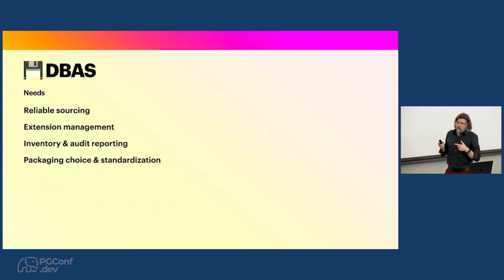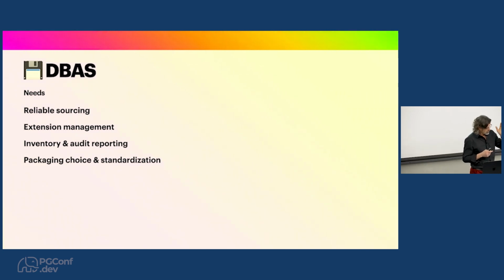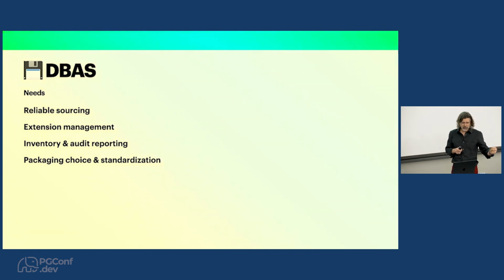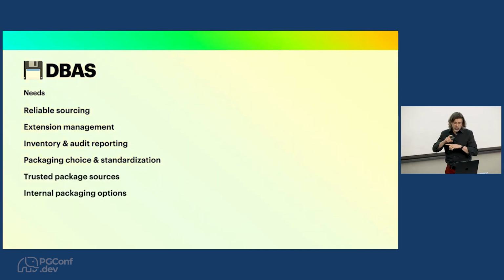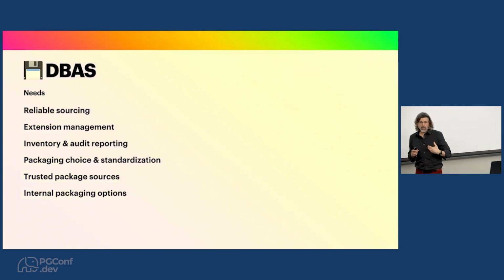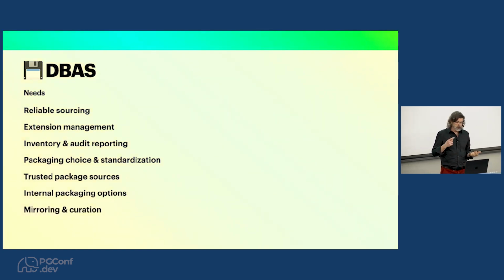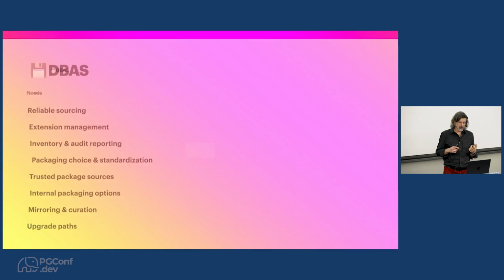They need packaging choices and standardization, because in enterprise environments in particular, they will say, we only depend on this packaging repository or this subset of packaging repositories. They need to have options for whatever those choices may be. The ability to trust specific packaging sources and to build their own internal packaging options to overlay on top of that for stuff that's built internally, just for internal use. Other useful stuff are mirroring and curation, mirroring so that you can have a local cached copy of stuff, and paths for upgrading extensions.